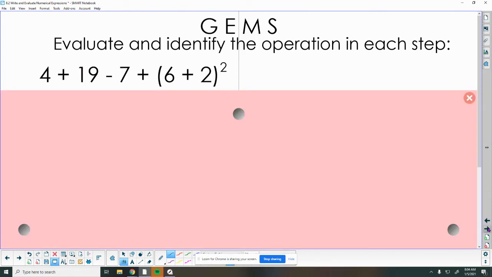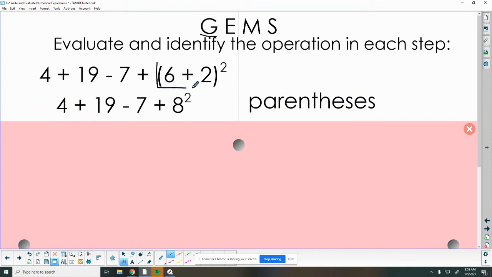So let's try one more of these before I have you go on to task 3 to do some on your own. So again, we want to write down our problem and follow our order of operations steps. So we have 4 plus 19 minus 7 plus parentheses 6 plus 2 close parentheses squared. So the first thing we're looking for is our groups. Let's go ahead and do anything in the parentheses and bring everything else down.